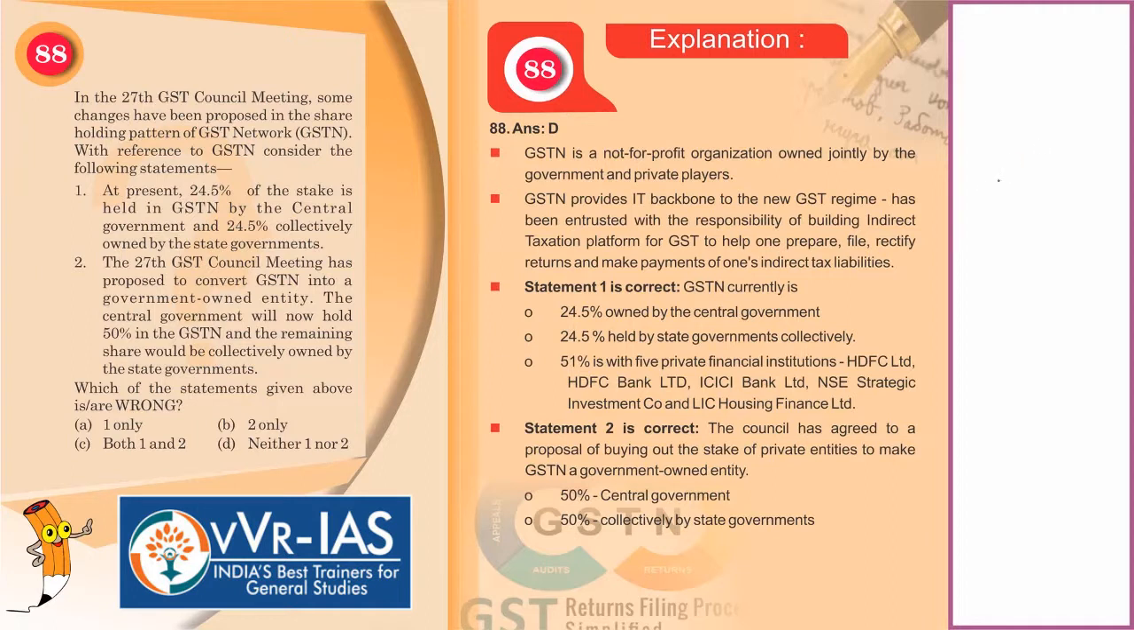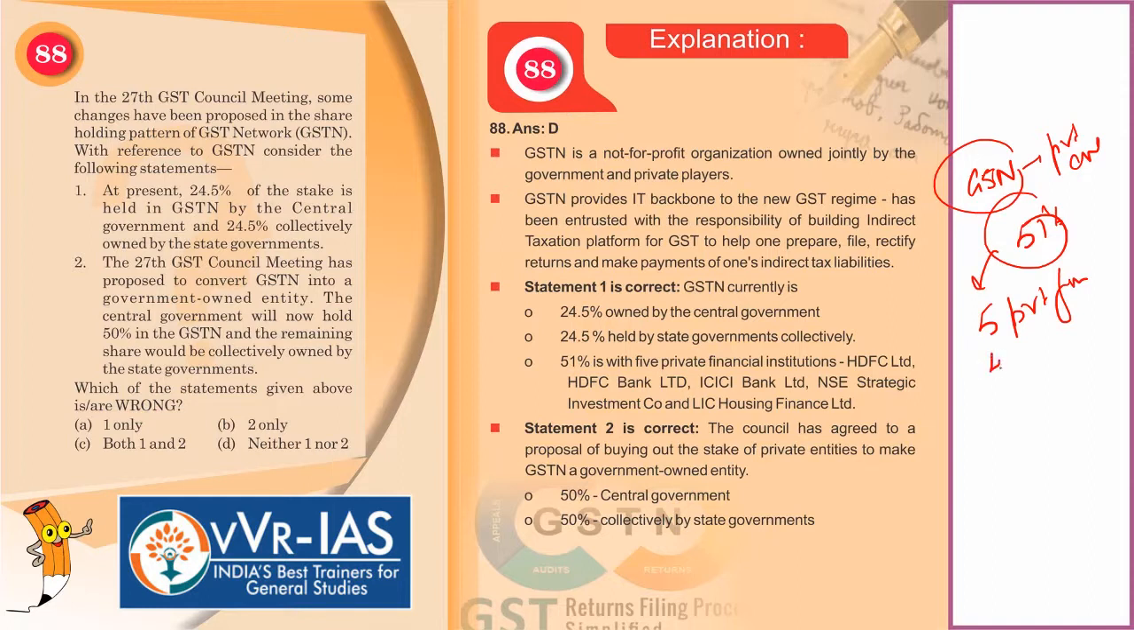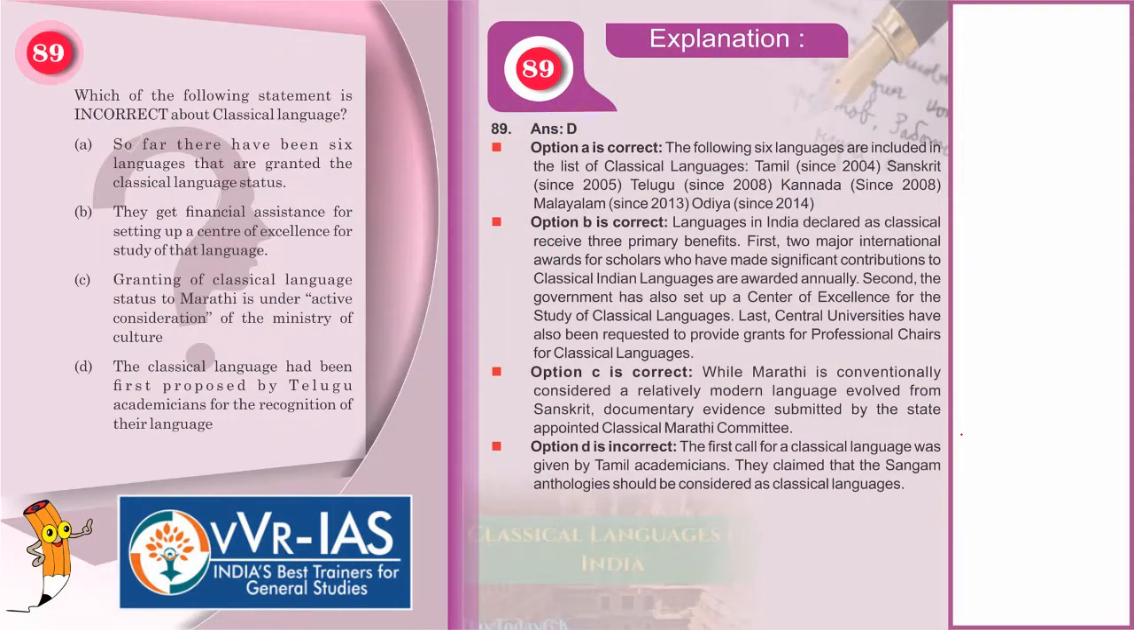So just remember this. Formerly, GSTN was basically a not-for-profit but basically a private entity. Why? Because 51% was held by 5 private financial institutions. And 49% was held by the Centre plus all the state governments, 24.5 in this. But now the 27 GST Council has proposed 50% for the Centre and 50% for the state governments collectively. Moving on.